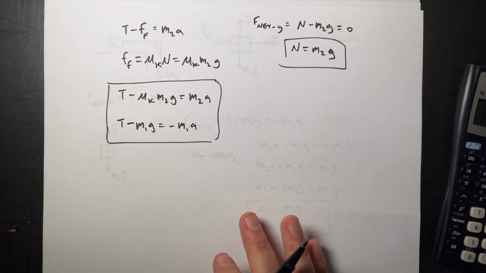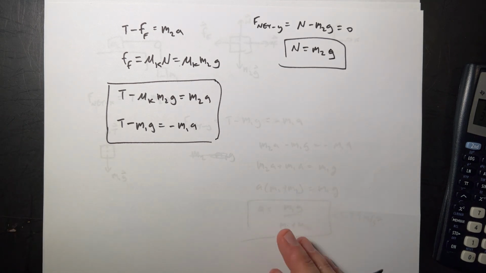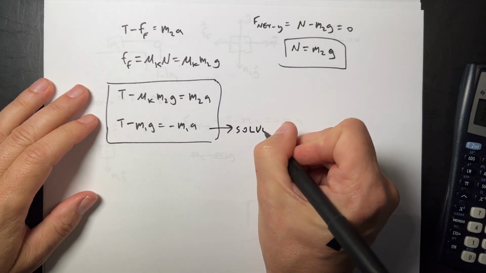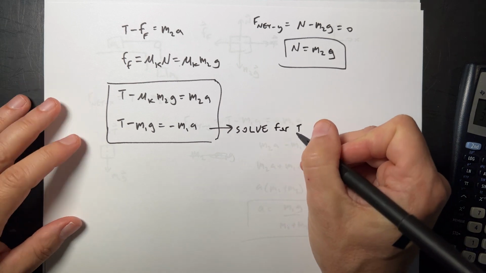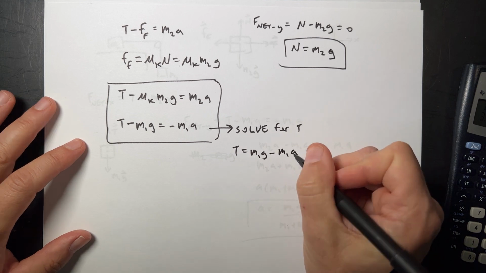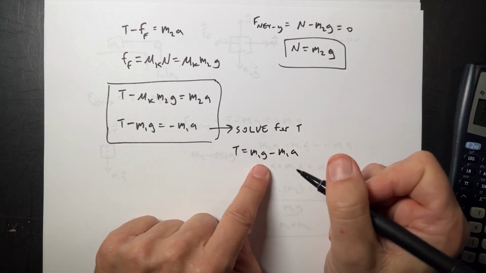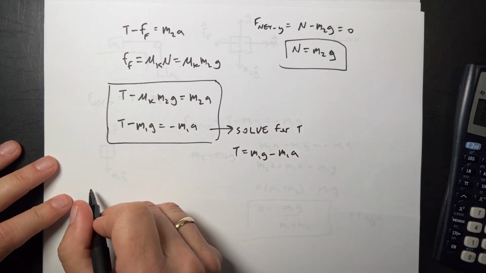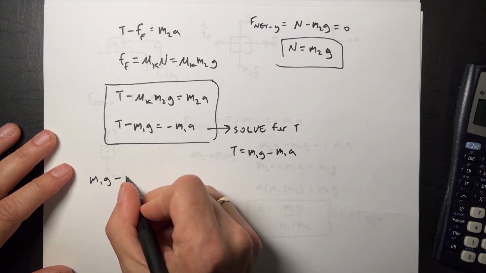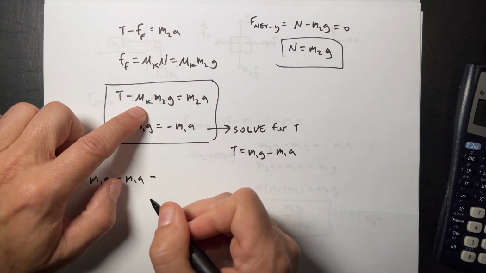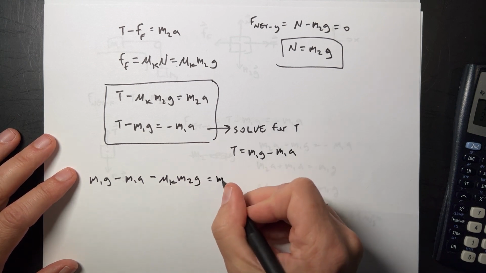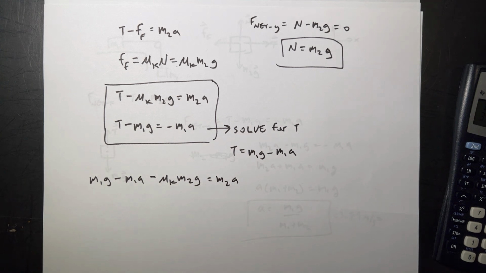So which one do you want to solve for first? Let's solve for T. It doesn't really matter which one. I'll solve this one for T. Then I get T equals m1g minus m1a, right? I just add m1g to both sides, and I get that. Now I can substitute that in up here. I get T, which is this, m1g minus m1a, minus, now I have the rest of the stuff, mu k m2g equals m2a.